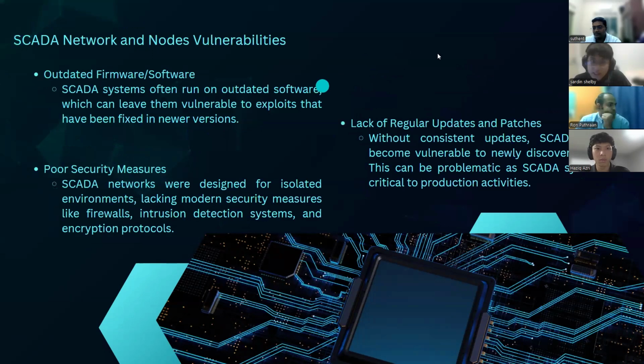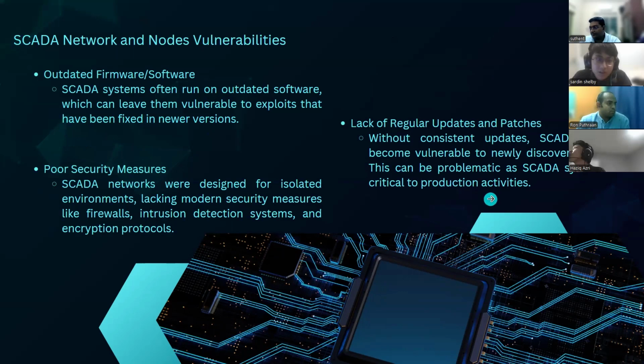So next, I will explain the vulnerabilities for the SCADA network and nodes. The first one is outdated firmware or software. SCADA systems often run on outdated software, which can leave them vulnerable to exploits that have been fixed in newer versions. The second one is poor security measures.